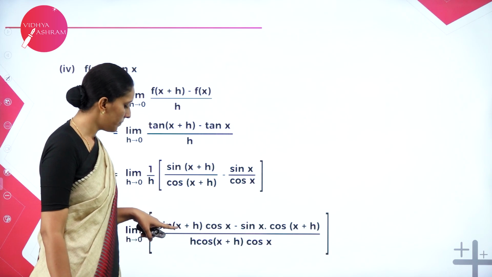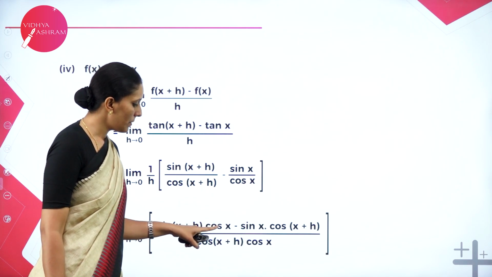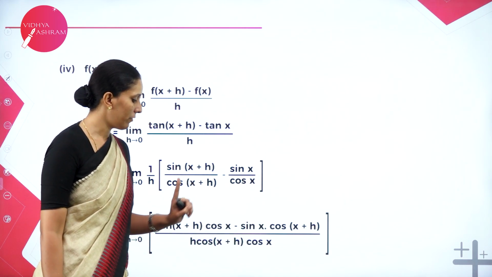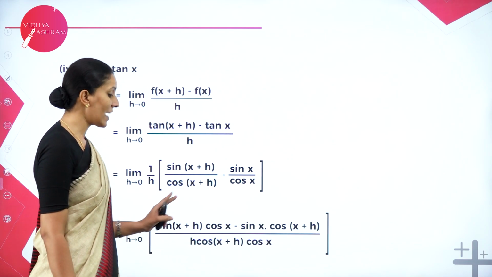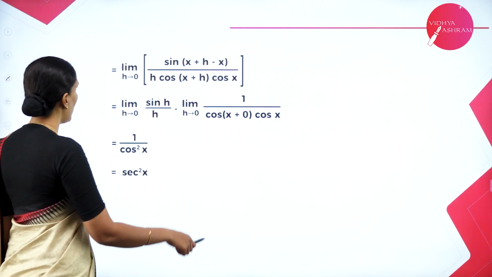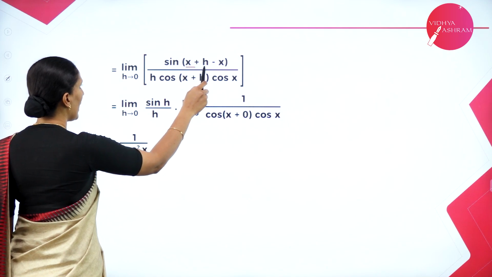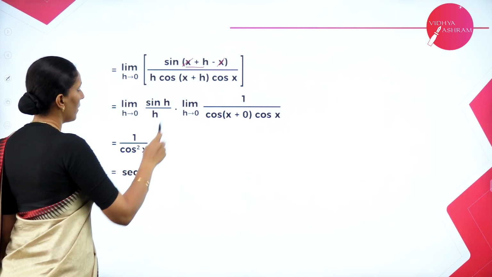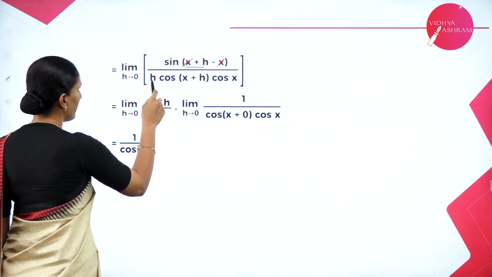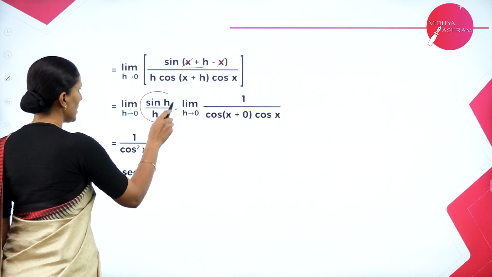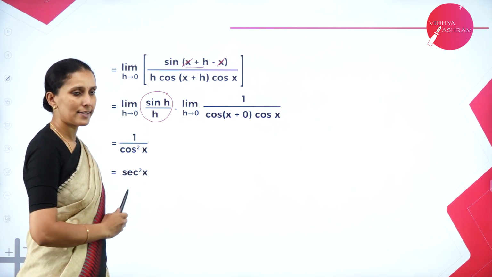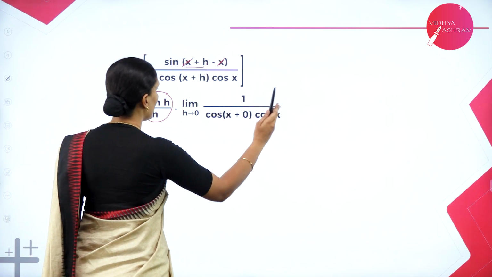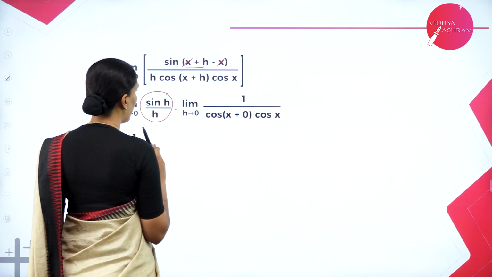Now, here we have the sin a cos b minus cos a sin b form, which can be written as sin (a minus b). So, therefore, this can be written as sin of (x plus h minus x). Plus x minus x cancels here. We are left with sin h. We also have h here. So, this can be written separately because it takes the standard form, and the remaining terms can be applied separately.